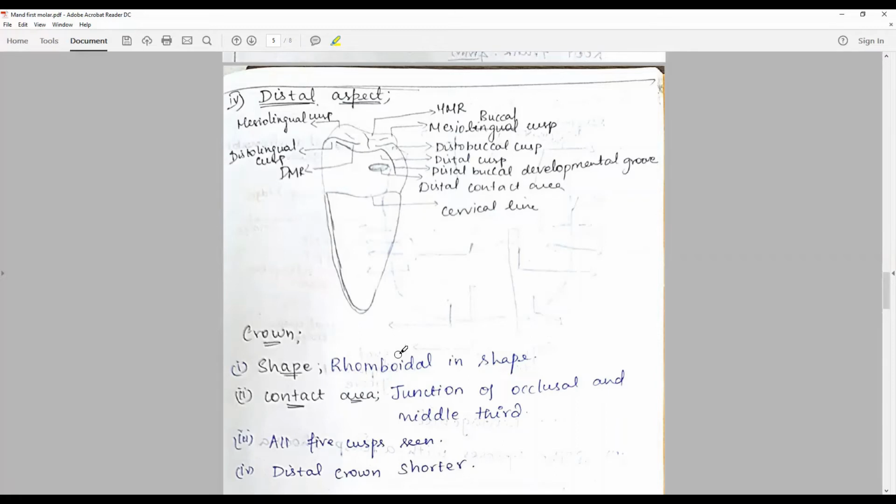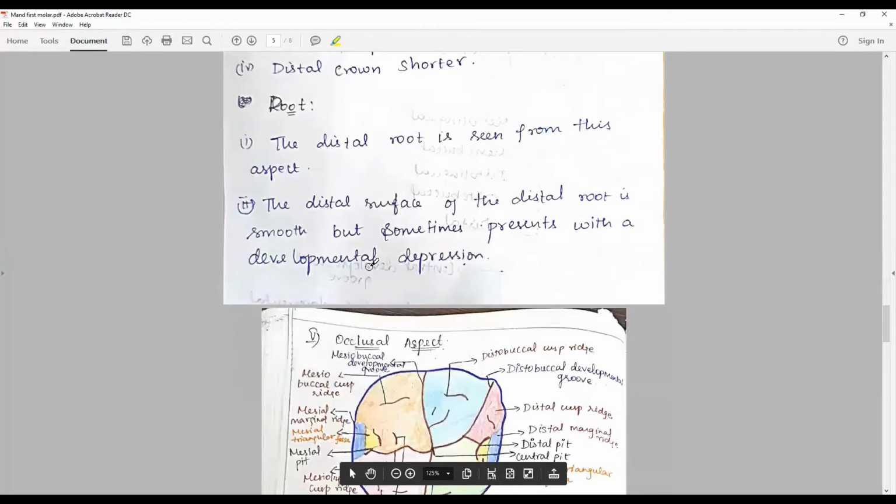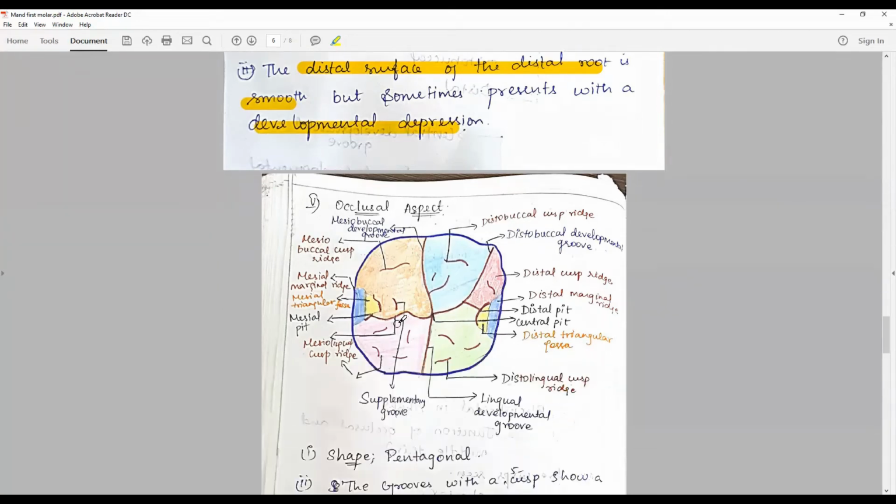The crowns are shorter. Because of the shortness of the crown, all 5 cusps are visible, and we see what we call the distal marginal ridge, and a groove running across is called the distal marginal groove. Then most importantly, the distal root is seen from this aspect. The distal surface is smooth but sometimes has a developmental depression if there is a prominent third molar. Next, most importantly, we come to the occlusal aspect.